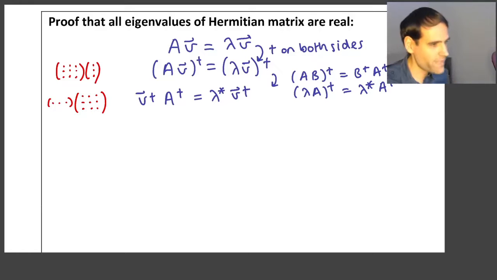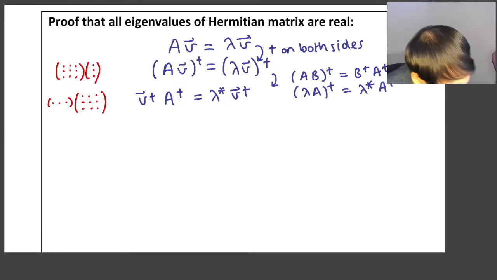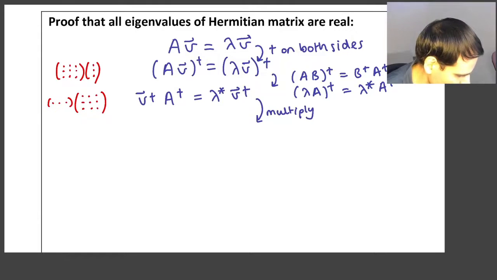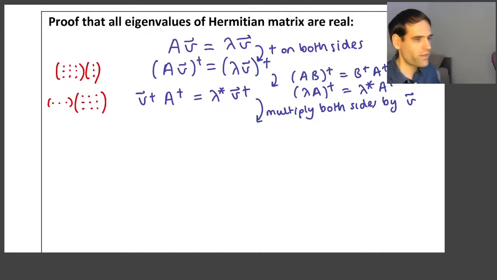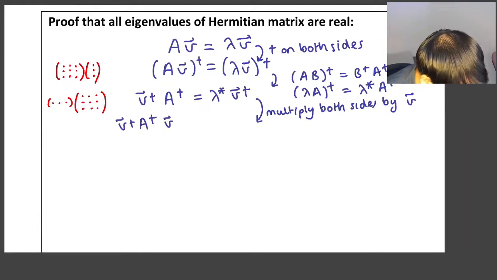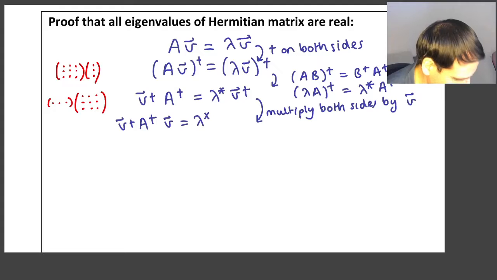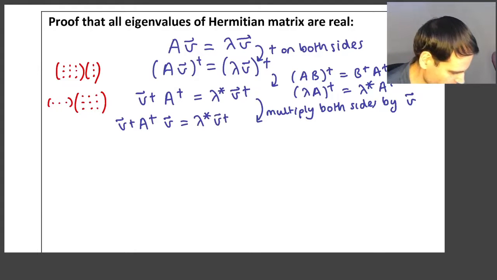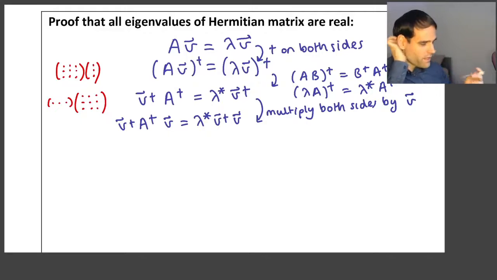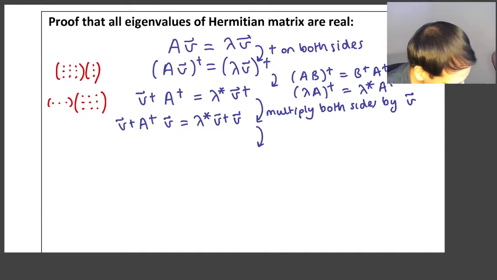Excellent. The next step is to multiply both sides by V. So let's do that. So this means that V dagger times A dagger times V is equal to lambda complex conjugate times V dagger times V. Okay? Now apply the fact that A is Hermitian.